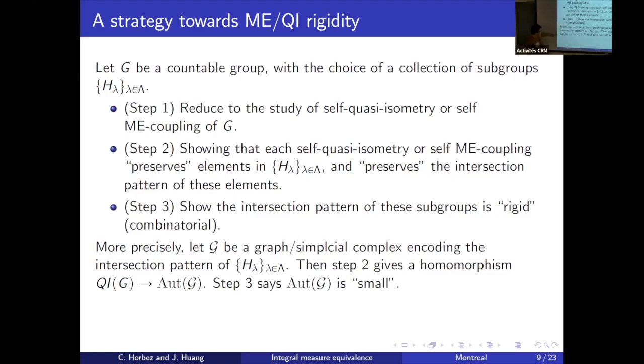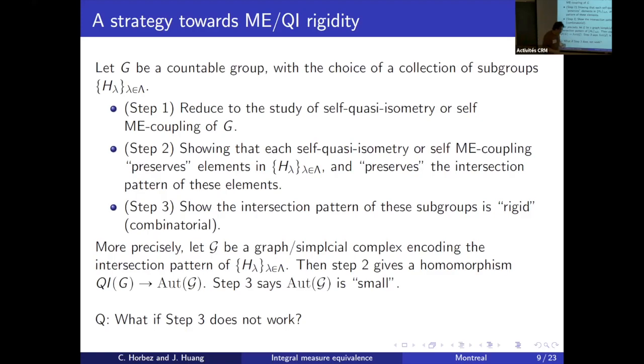So this whole strategy would fail if you already know the quasi-isometry group of the group is small. If you already know the QI group of G is huge. Okay. So now the natural question is, what if step 3 does not quite work? For example, if you take a group with huge QI group, and it cannot be detected by the automorphism of some graph with small automorphism. That's the situation I'm interested in.